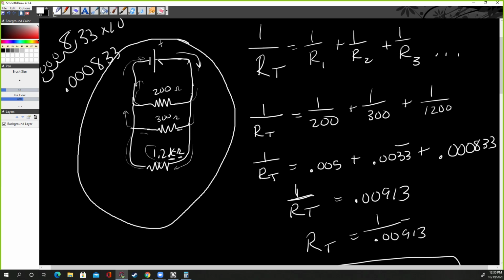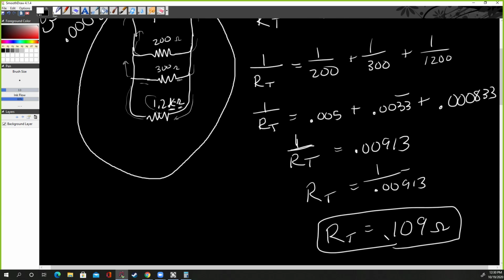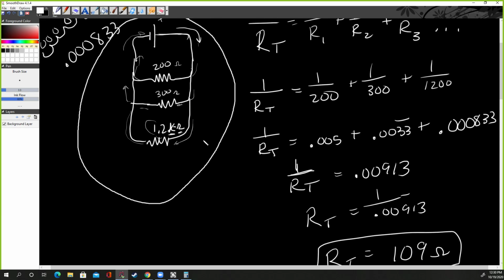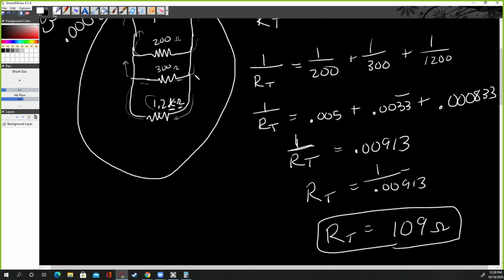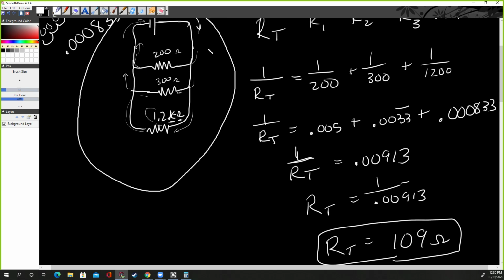One way to know if you did it right is to look at the number you got for the total. If it's in parallel, it should be lower than the smallest one here. So what's the smallest one? This is 1,200, that's 300. This one's 200. This is the smallest one. This answer should be smaller than that, because as you put resistors in parallel, they actually drop the resistance. So definitely we got the right answer here. And that's pretty much it.